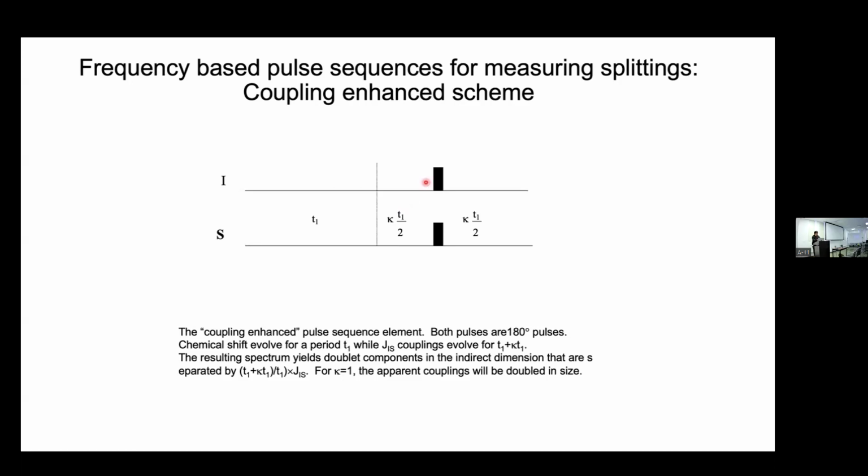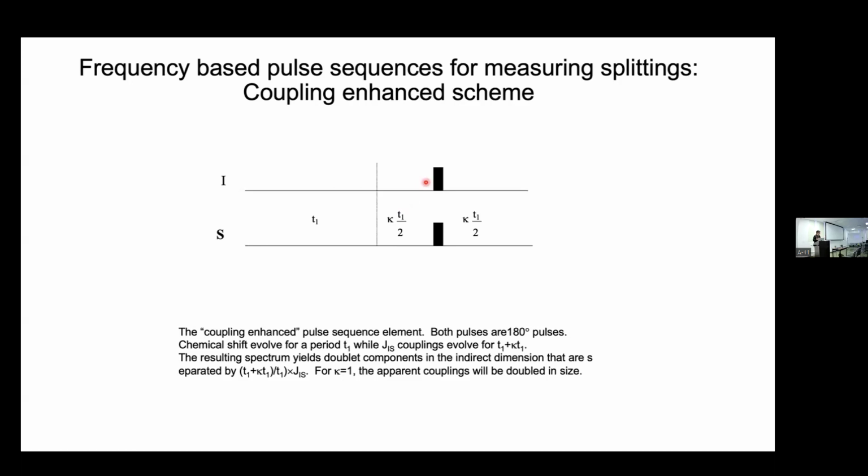Now I'm getting hit with the 180. So when I get hit with the 180, I'm going to start precessing the other way around. So I subtract the remaining period. So now I do minus kappa T1 over 2. Are you with me? So that is the chemical shift evolution. Whenever I see a 180, subsequent period, I subtract. I put a minus in front of it. And now I tally up the periods.